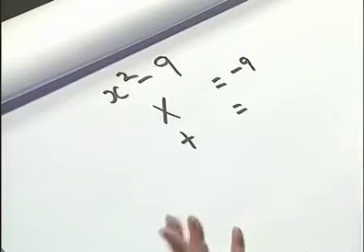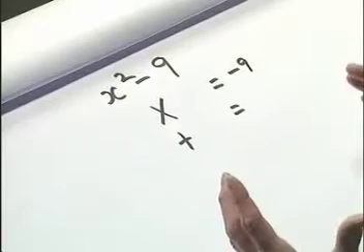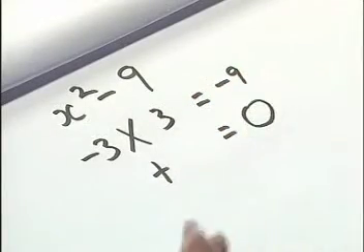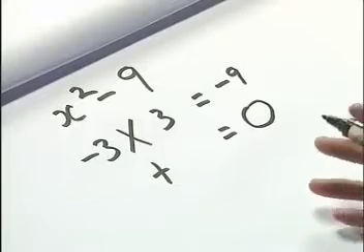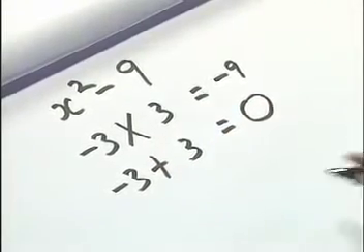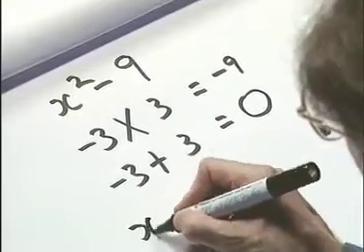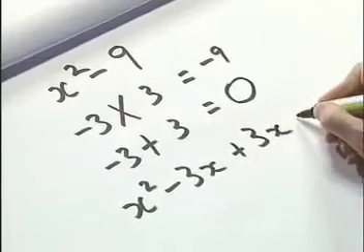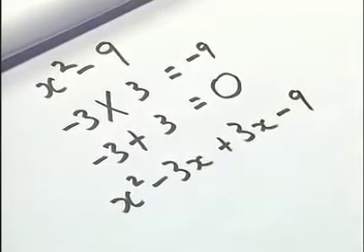That means the coefficient has to be 0. 0 times x, no x's. So I've got to find two numbers that multiply together to give minus 9 and add together to give 0. Well, obviously they've got to be the same size but different sign. So minus 3 and 3 fit the bill perfectly. So we have x squared minus 3x plus 3x minus 9.